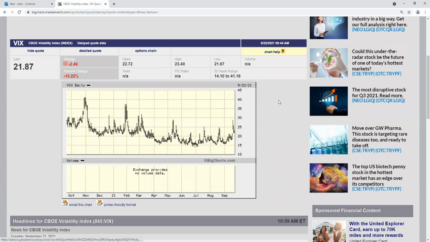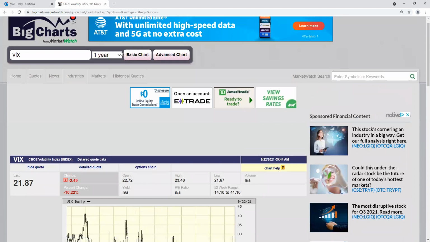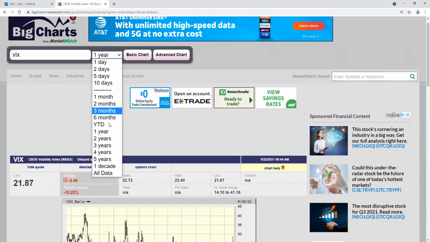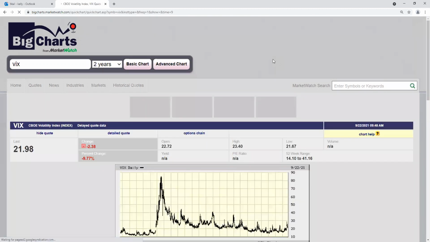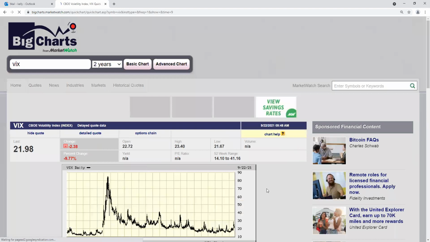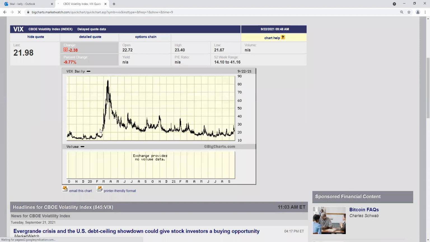Now we're going back 1 year here, but to encompass the crash of last year, I'm going to go back 2 years. Give me a second. Let's go back 2 years, and that'll give you an example of what happens when it goes crazy here.